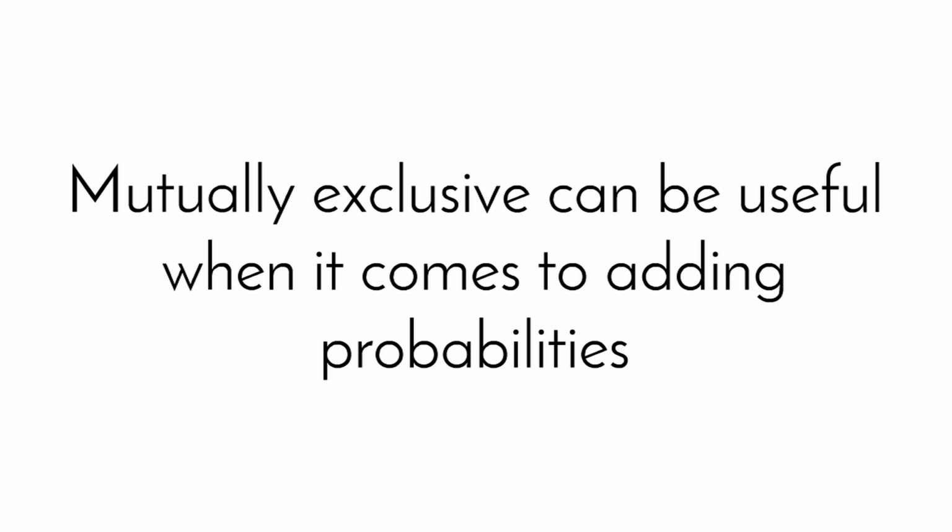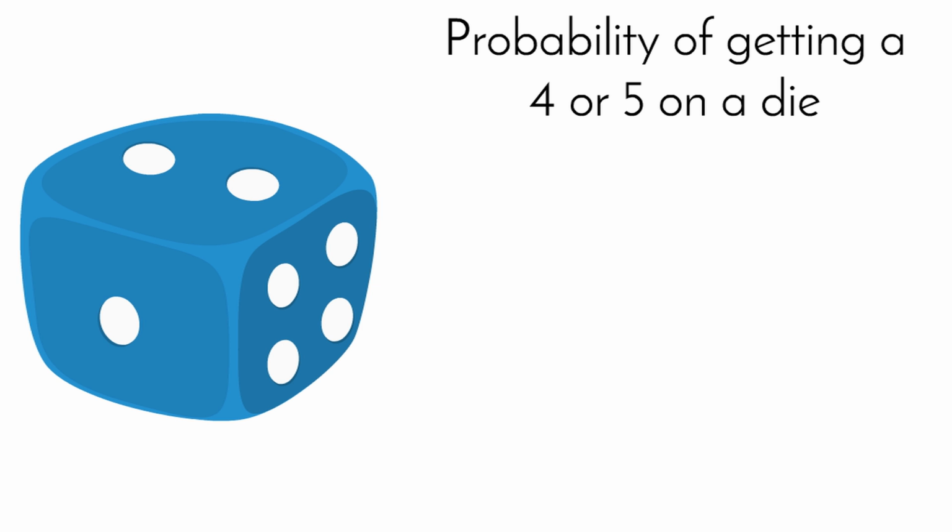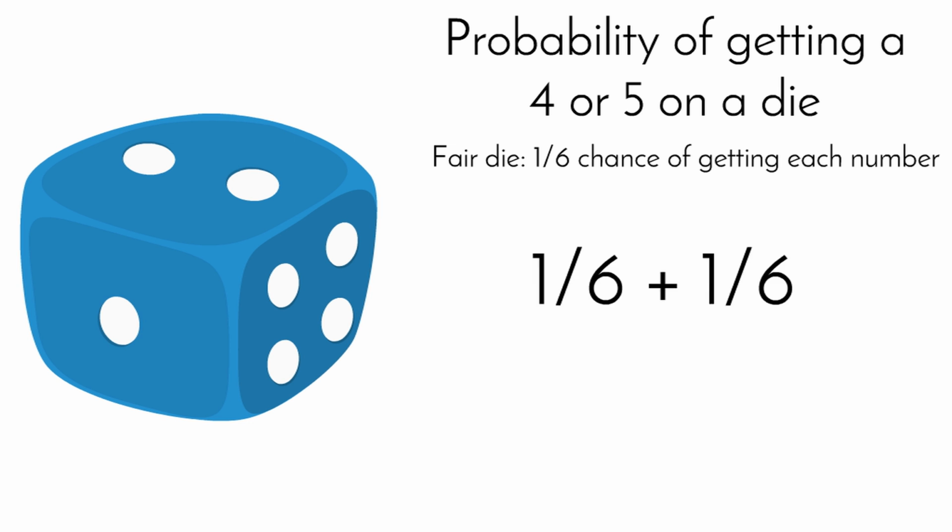Mutually exclusive can actually be quite useful though when it comes to adding probabilities. So suppose we think about two mutually exclusive events. Suppose it's getting a 4 on a die and getting a 5 on a die. Those are mutually exclusive events. And let's say it's a fair die, so you have a 1/6 probability of each. Now, the probability of getting a 4 or a 5 is going to be really easy to calculate. Just 1/6 plus 1/6. 1/6 is the probability of a 4, 1/6 is the probability of a 5, and that gets you 2/6 or 1/3.